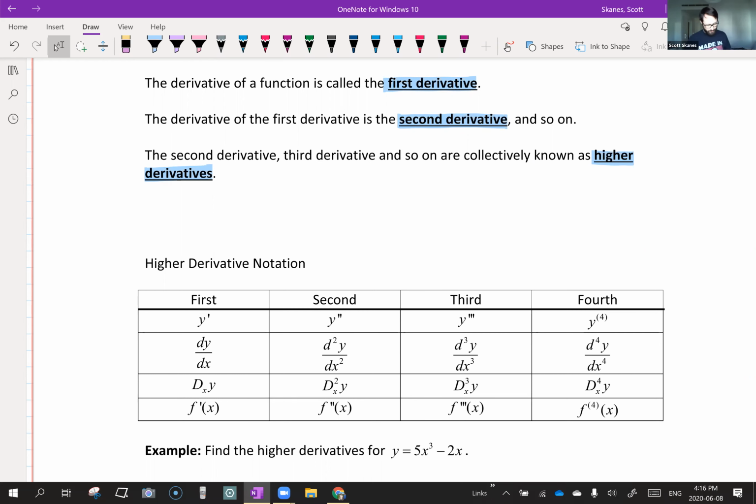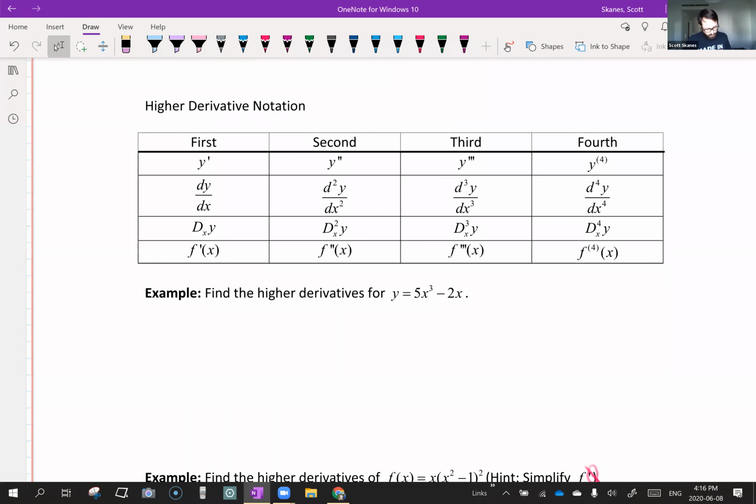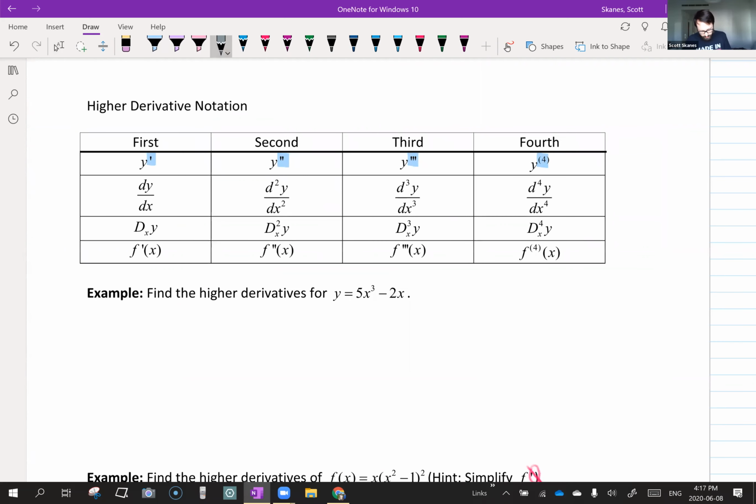So don't freak out. The notation: first derivative, second derivative, y prime, y double prime, y triple prime, y quadruple prime. That's not y to the power of 4. It's y with a bracket. That's a very common notation. You'll also see f prime, f double prime, f triple prime, f with a bracket 4, so fourth derivative. So I want you to feel better about this. I don't want you to freak out.